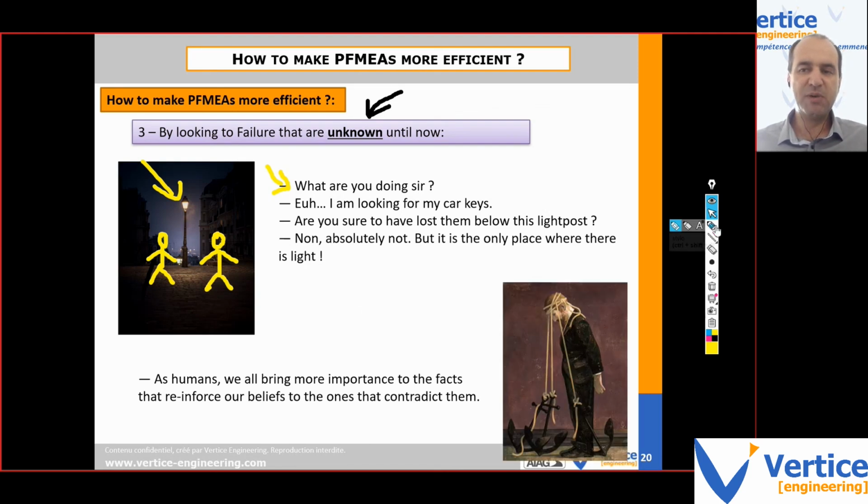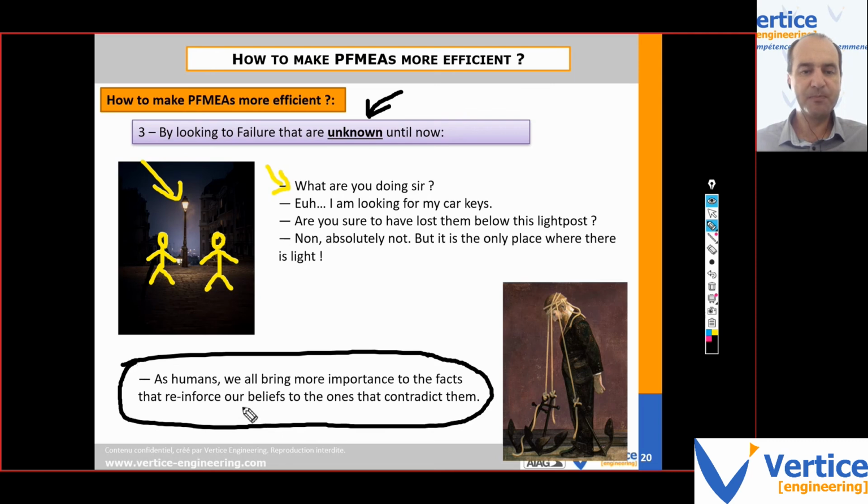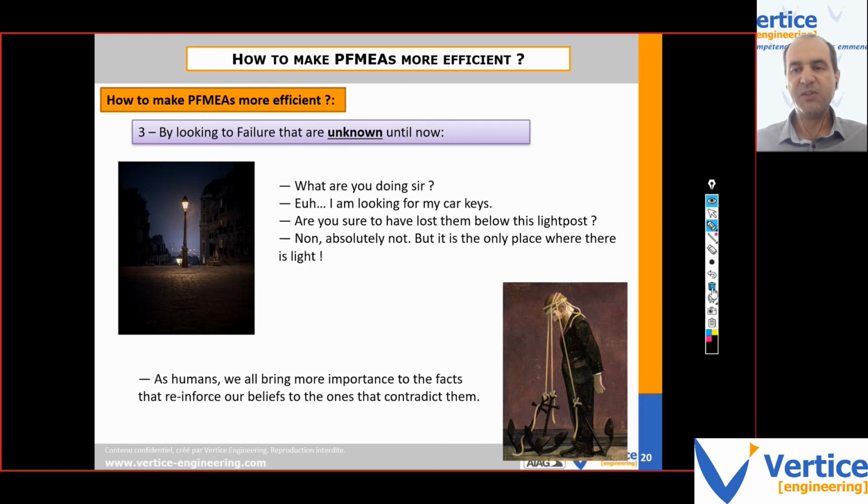And the second human trait that we have is that we always, as humans, give more importance to the facts that reinforce our beliefs than to the facts that contradict our beliefs. It is more comfortable to us because socially it's better. It makes us more comfortable in our social position with regards to our friends if we don't confront the established order, right? So these two things, we look for what we know and we don't go against our beliefs, are really two issues that need to be addressed when we do process FMEAs.